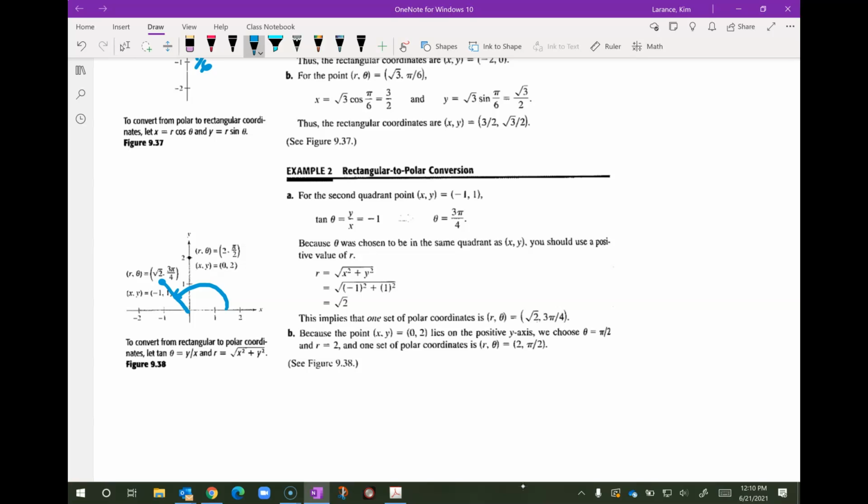And then using the Pythagorean theorem, you get that that distance is √2. So in polar form, that point would be √2, comma, 3 pi over 4. Okay? Now, interesting thing about polar coordinates that is not true in rectangular.